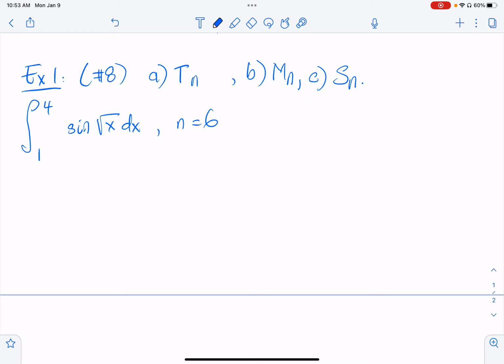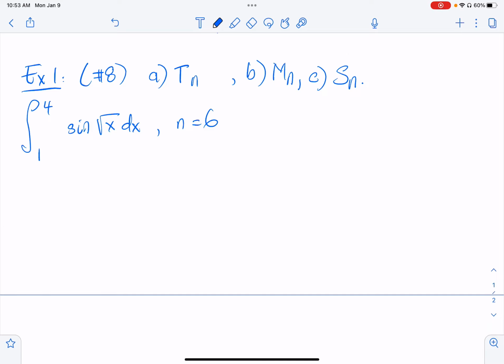This section is about approximating integration. So for this example, I want to integrate from 1 to 4 sine of radical x dx. And we want to use all three rules. A, we use trapezoidal. B, we use midpoint. And C, we use the Simpson's rule.